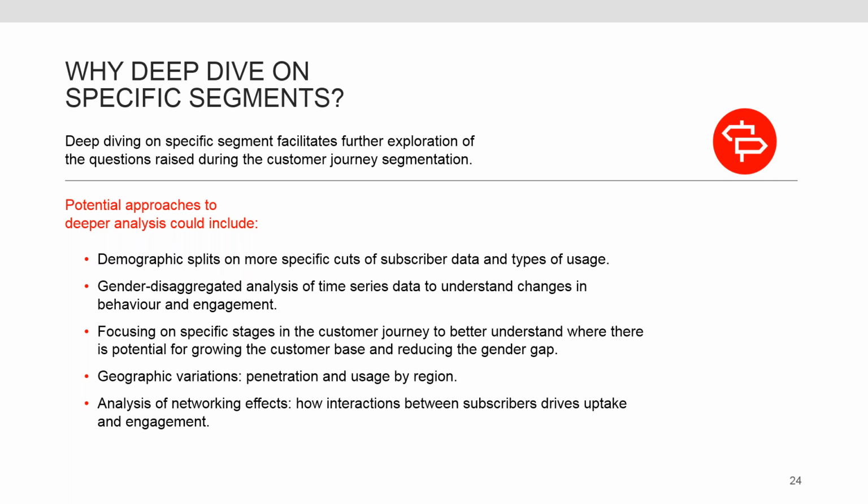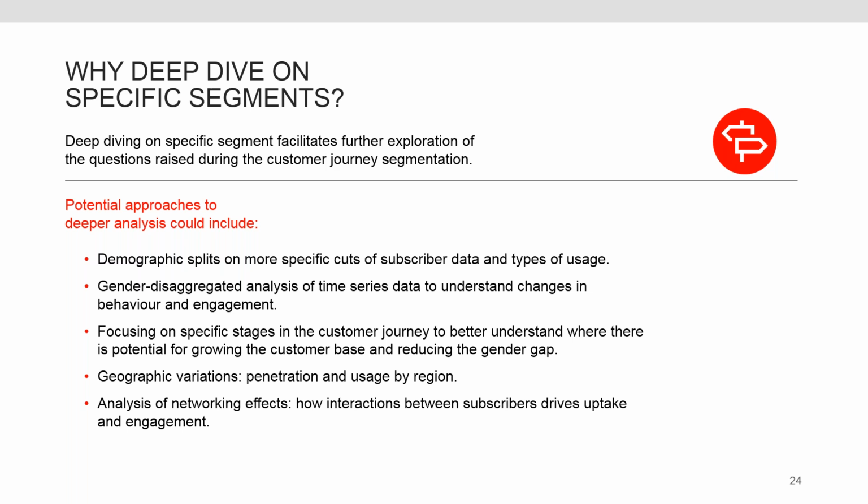So an obvious next step would be to look at demographic splits on more specific cuts of subscriber data and types of usage, so doing the customer journey for specific demographic subsegments. Gender disaggregated analysis of time series data to look at how behavior and engagement changes over time for male and female categories. Focusing on specific stages of the customer journey and really breaking that out in much more depth demographically, geographically, those priority segments where you're seeing that you're losing customers disproportionately. Really deep diving on that can be a great way of informing your strategy and really understanding where the blockages are to you gaining and retaining more high value subscribers.